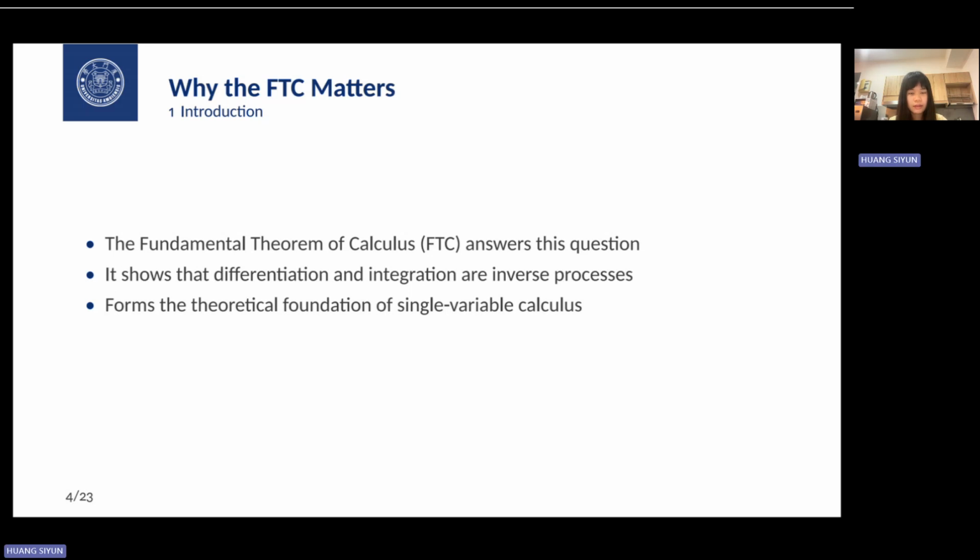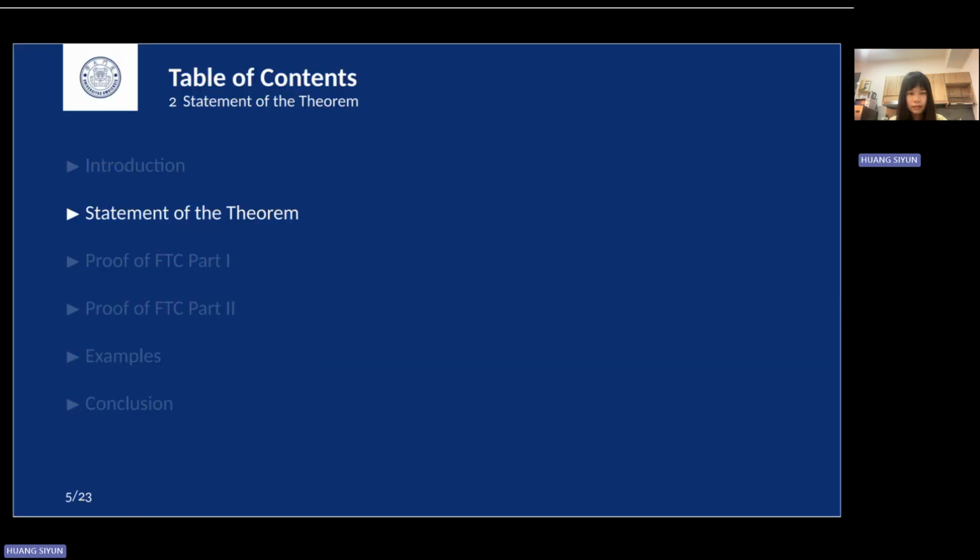The Fundamental Theorem of Calculus gives us a precise answer to this question. It shows that differentiation and integration are essentially inverse operations under suitable conditions. This theorem not only explains why we can compute definite integrals using antiderivatives, but also forms the theoretical foundation of calculus and real analysis. Now, let's look at exactly what this theorem says.